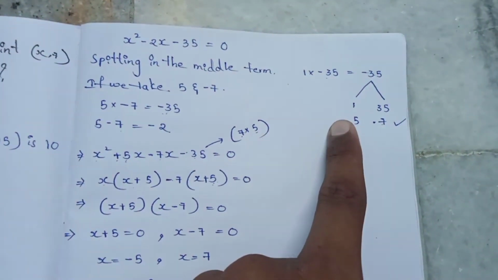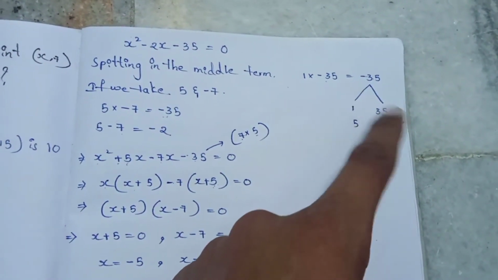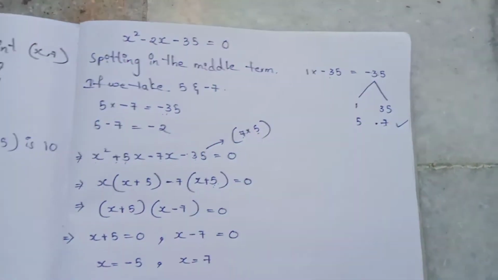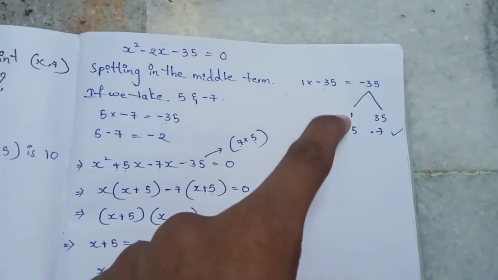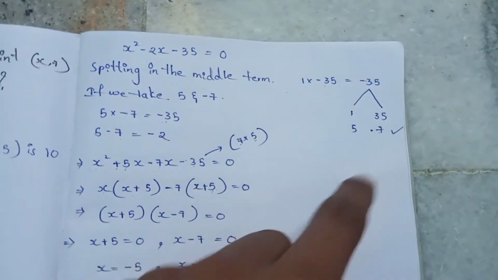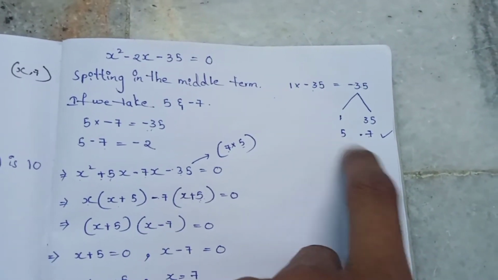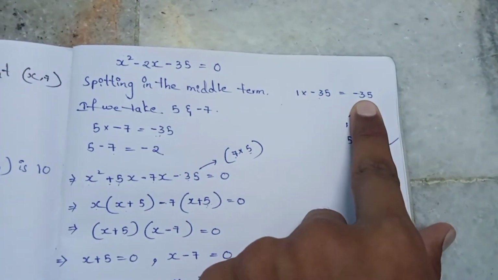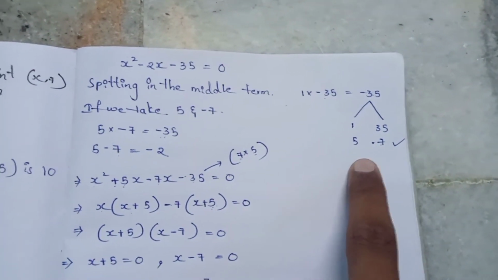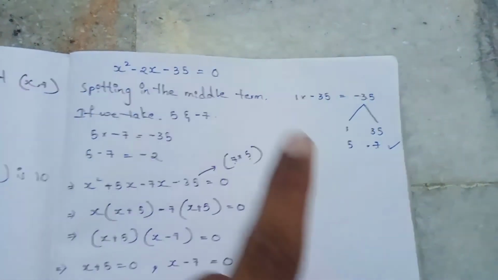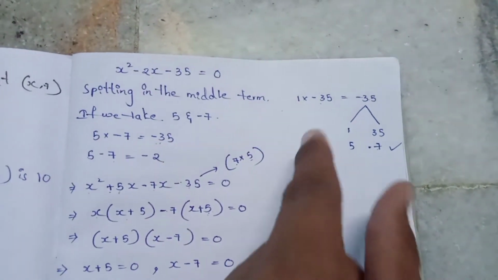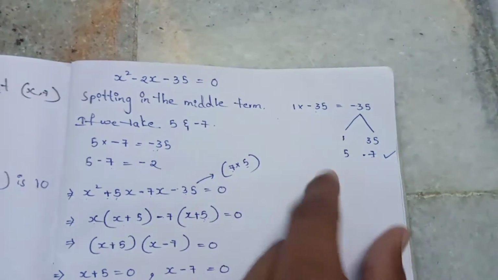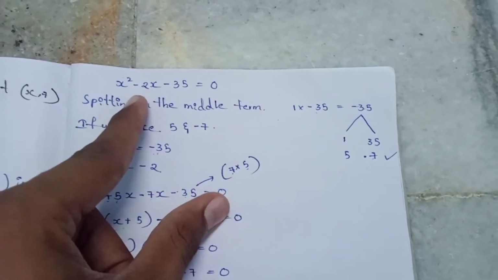Now observe this. There are 2 terms here. In these, I have to take whichever pair is proper. Let us see. I am taking 5 and 7. When I multiply them, we have to get minus 35, and when I add them, we have to get minus 2. Whatever the splitting of the middle term is, when I multiply, we should get the last term, and when we add, we have to get the middle term, minus 2.